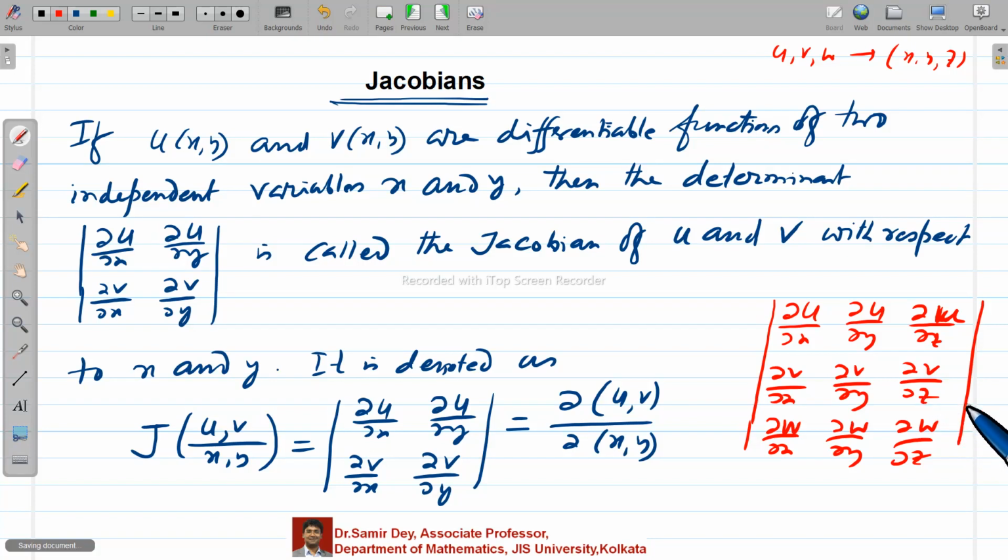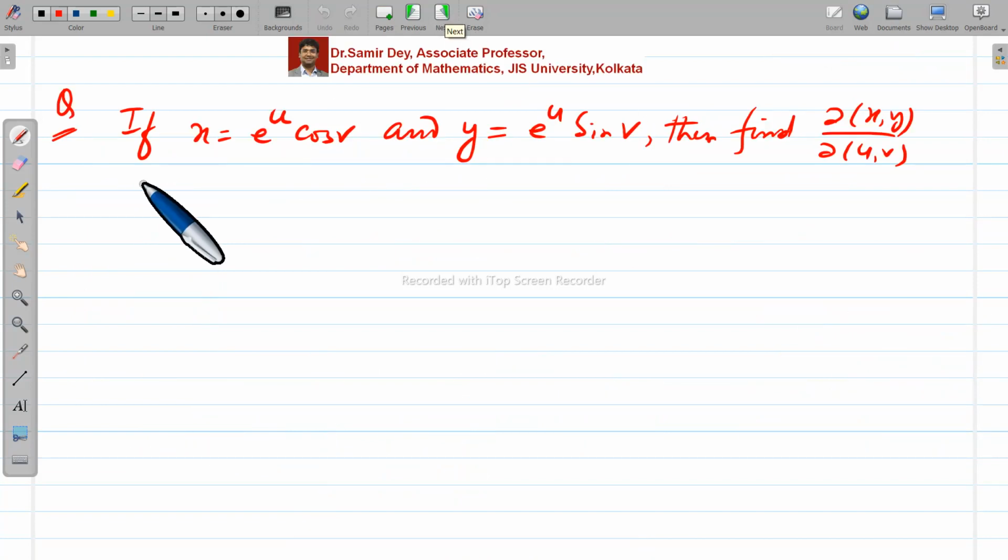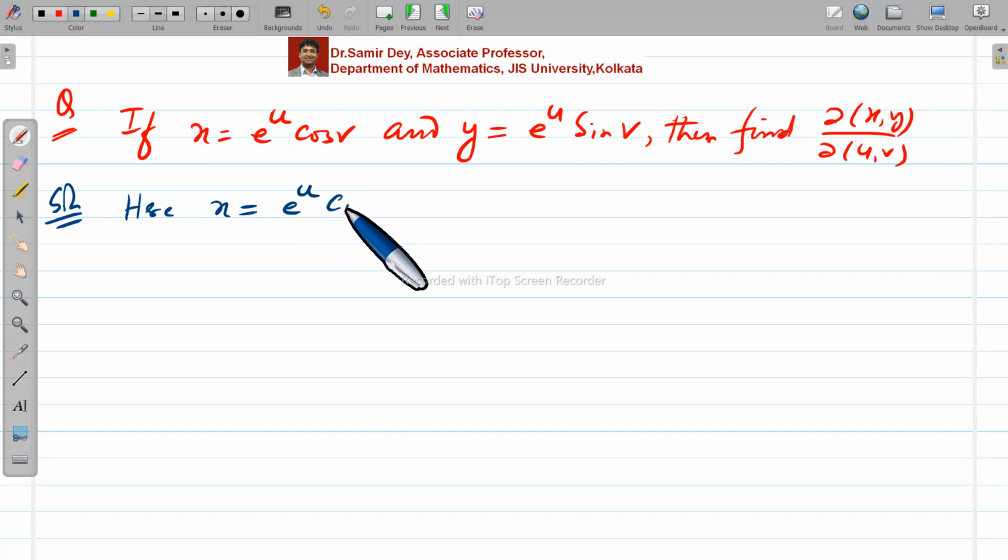Now I'm going to solve some questions based on this process. Now the question is very interesting. If x equals e to the power u cos v and y equals e to the power u sin v, then find this. Okay, so first you write down how to solve it. It's very easy, very simple. So please write down here x equals e^u cos v and y equals e^u sin v.